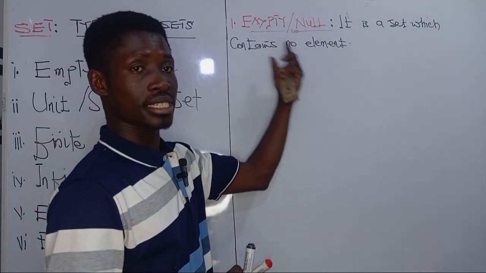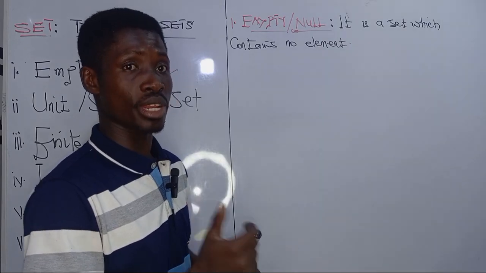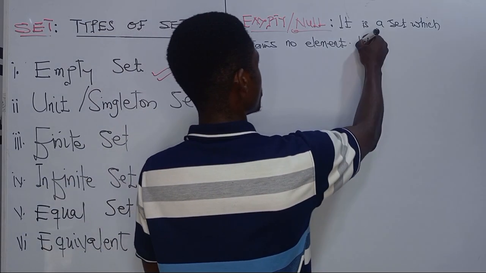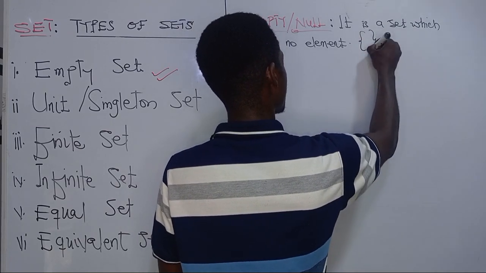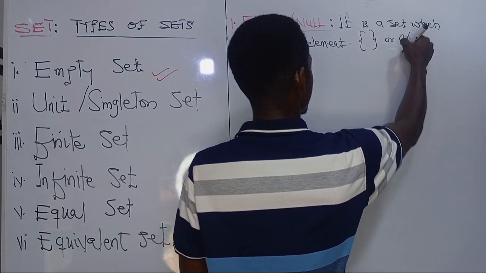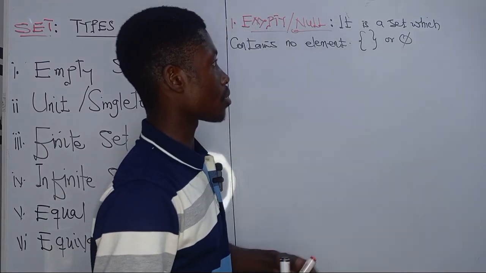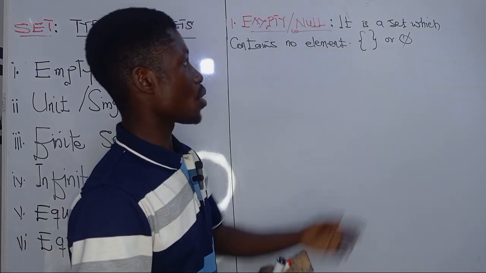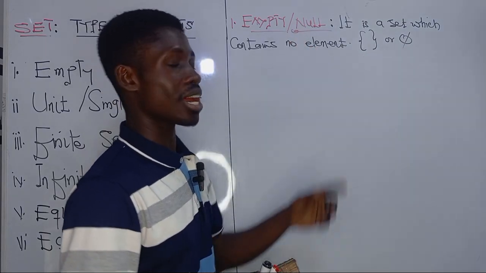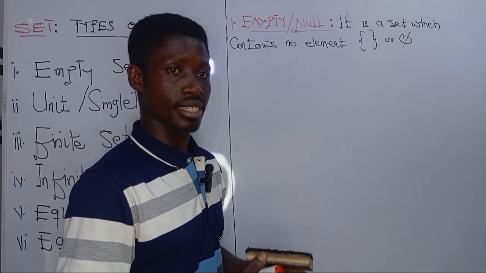A null or an empty set is mostly denoted with this very symbol. So it is denoted with this symbol, this, or what? That. So anytime we come across this symbol or this very symbol, it should tell you that we are talking about what? The null or empty set.